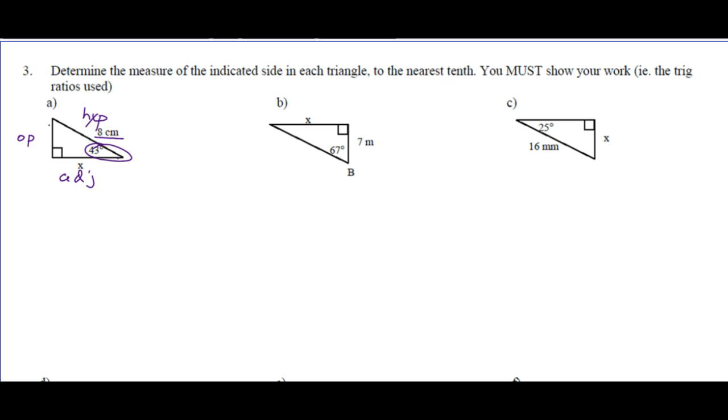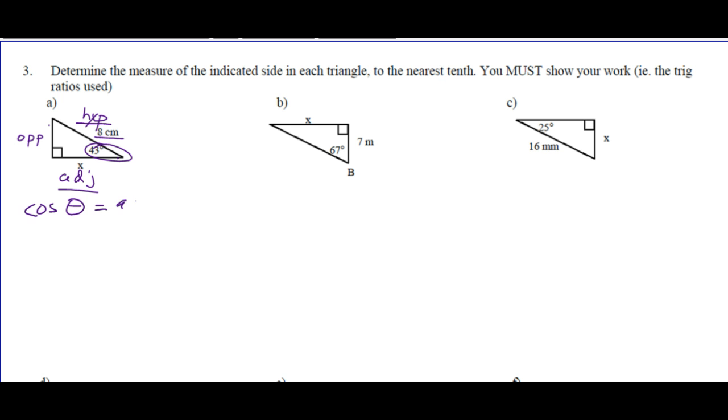Okay? And if you want, you can label this as opposite. So we label the three sides of the triangle. One side is fixed. It's always hypotenuse. Doesn't matter what other angle we're talking about. The other two sides, it depends on the angle. Okay, which ratio are we going to use?